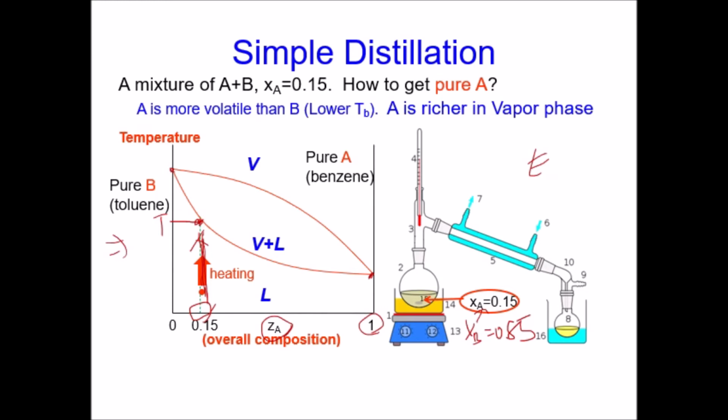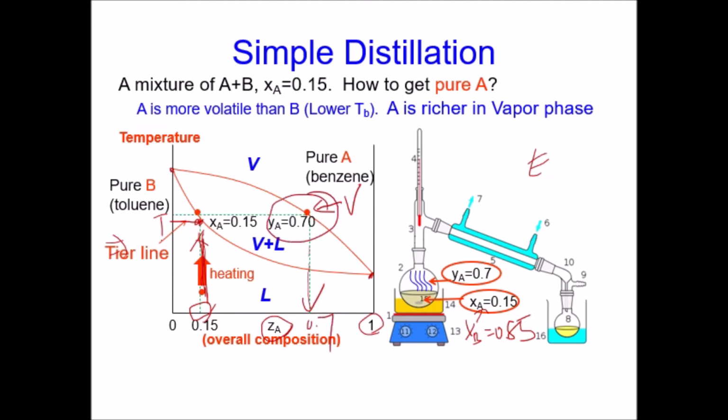We draw the tie line. The tie line means liquid and vapor have the same temperature, and the vapor phase is right here. That's the vapor phase, and the composition is on the vertical line. So here is 0.7, and therefore we know the mole fraction of the vapor phase is 0.7, which is in equilibrium with the liquid composition 0.15.